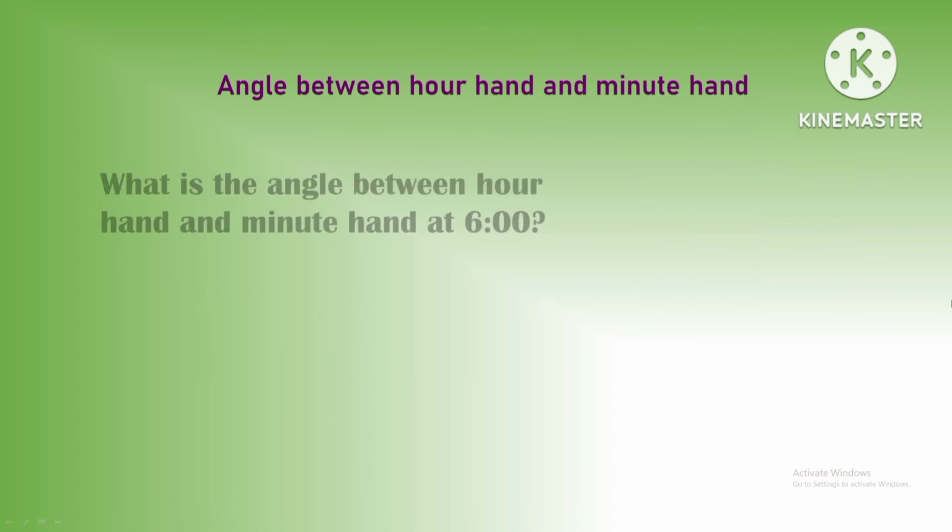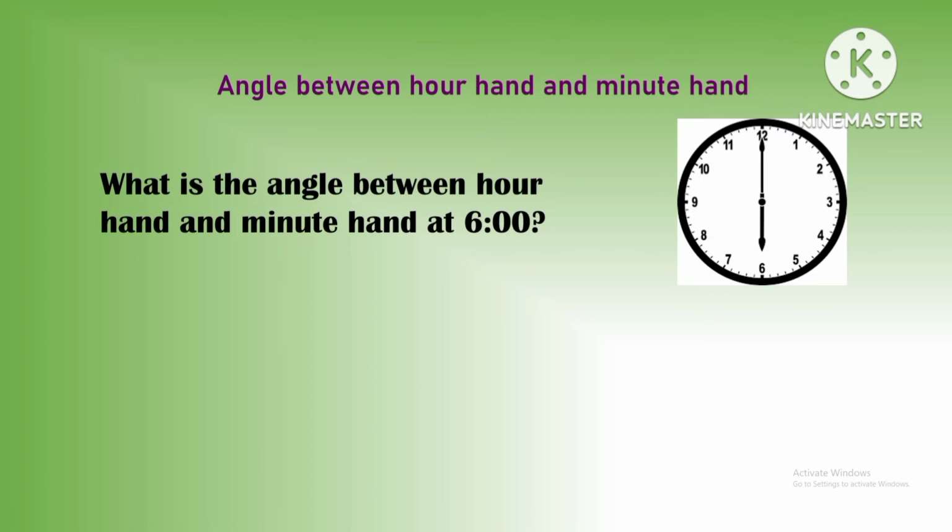Next question is, what is the angle between hour hand and minute hand at 6 o'clock? Already we have solved this problem. So the angle is 180 degree. Let us check using the formula. The formula is 30 H. When you substitute H is equal to 6 in the formula, we will get 30 into 6, that is equal to 180 degree. Okay, clear?